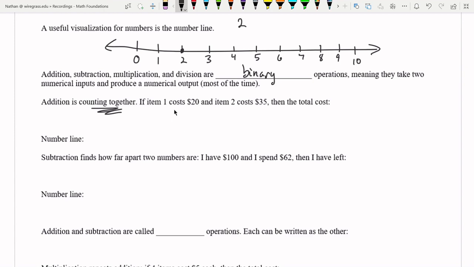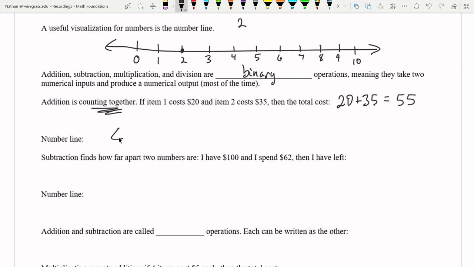So adding is just counting together. If an item costs $20 and then another item costs $35, then the total cost is going to be 20 plus 35. If we count that together, go 20 and then 35 more, 20, 21, 22, and 35 more from that, you're going to count up to 55.